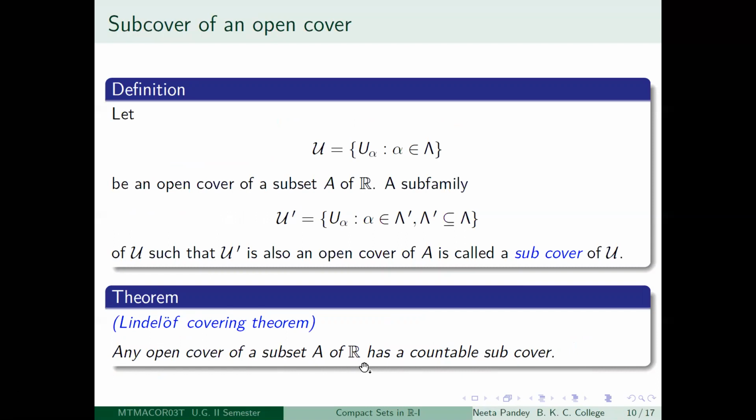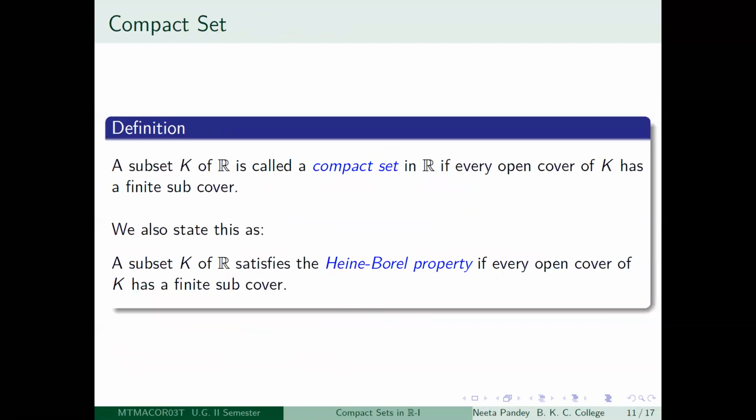Whatever subset A of R you take, if you take an open cover of that set, it will have a subcover which will contain countably many elements. So countably many elements means either finitely many elements or countably infinitely many elements. The proof depends on the fact that rational numbers are dense in R. We have seen that between any two real numbers, there are infinitely many rational numbers. And secondly, we know that the set of rational numbers is countable. So using these two facts, you can actually prove this theorem, but we will not do it because it is not in our course.